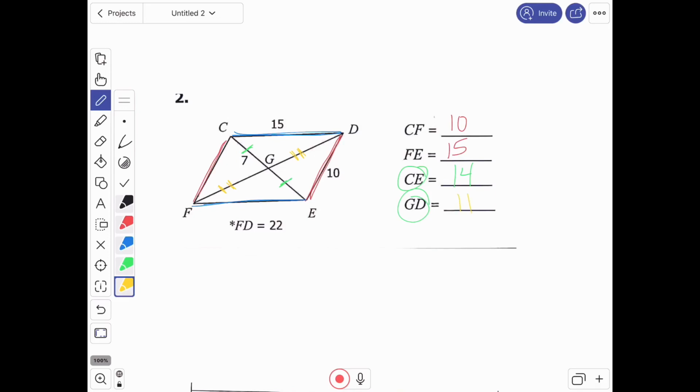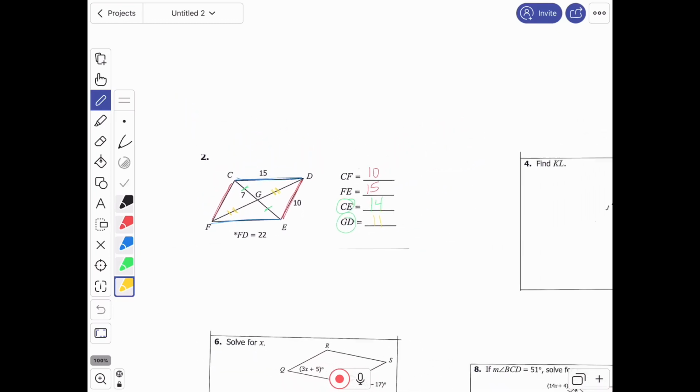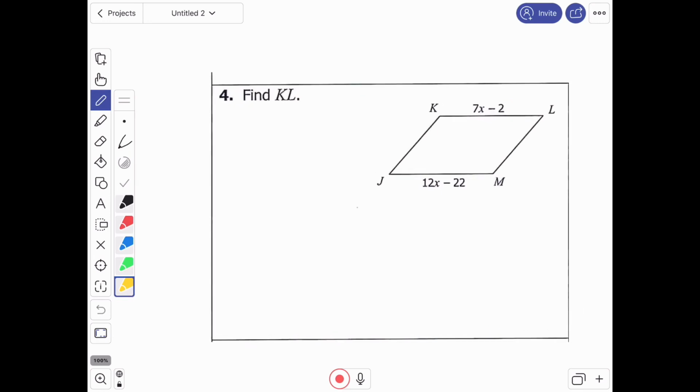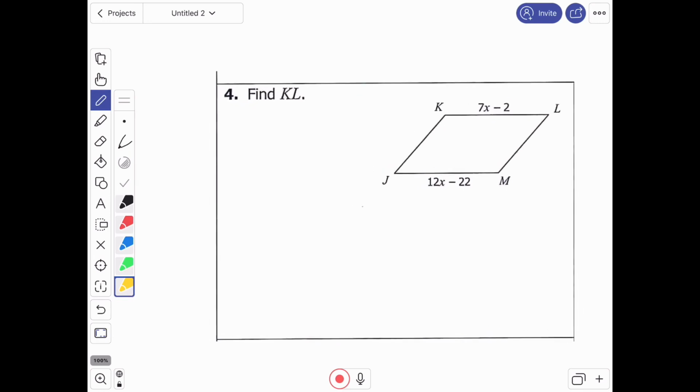Okay, looking at number 4. Number 4 was pretty good. The only thing I saw with number 4 was we missed the directions. So we were asked to find KL. A lot of people were able to find what X was, but then they just stopped there. So remember, read the directions. So I have KL and JM. Those are opposite sides, so they have to be congruent.